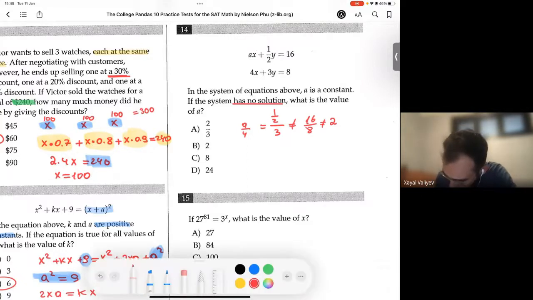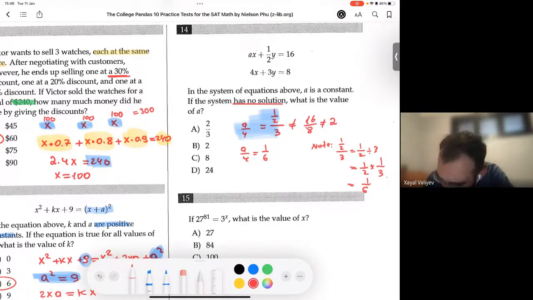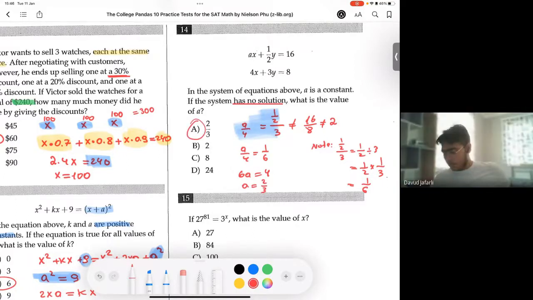So we're going to use this part only to solve the equation. Cross multiplication. But before we cross multiply, half divided by 3 means 1 over 6. If I'm dividing half by 3, I'm actually doing half multiplied by 1 over 3, which is 1 over 6. Then I will have 6a equals 4, cross multiply, and a will be 2 over 3. And 2 over 3 is option A.